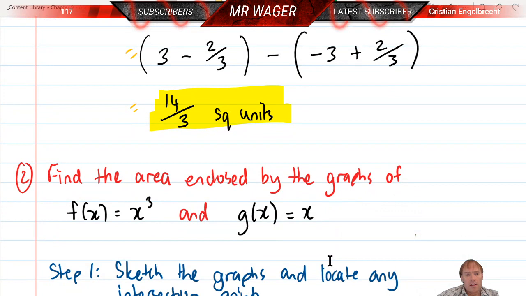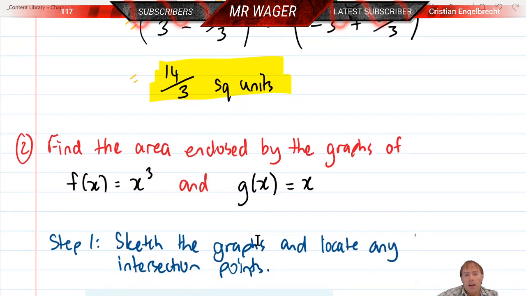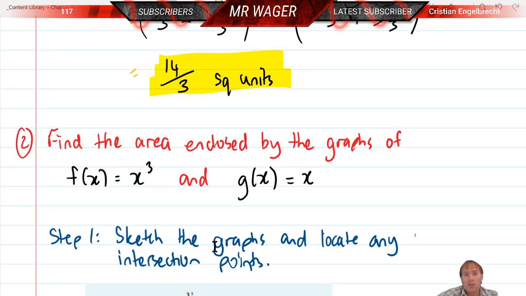Okay, here's a second example. This time it's find the area enclosed by the graphs of f of x equals x to the power 3 and g of x equals x. Again, my first step would be to sketch the graphs, and that really gives you a good picture of what's going on. And this time we're interested in some intersection points.